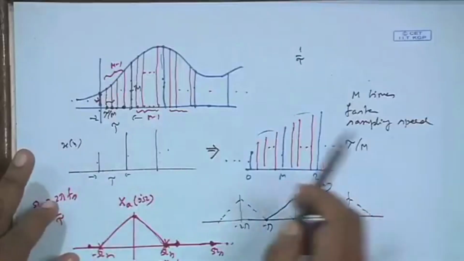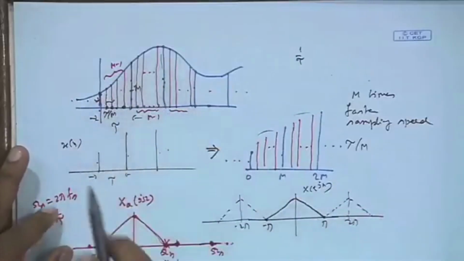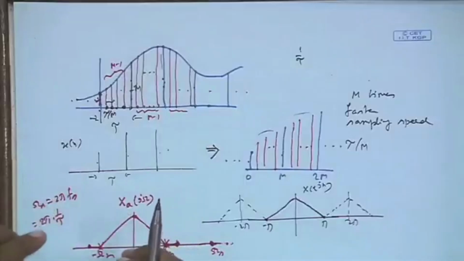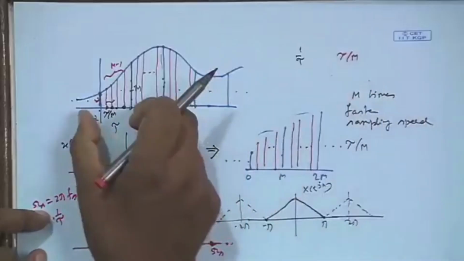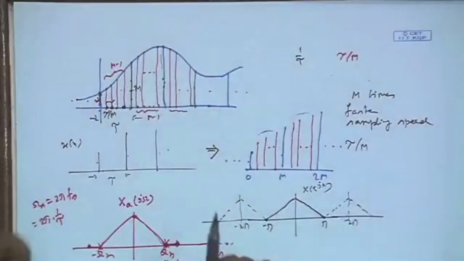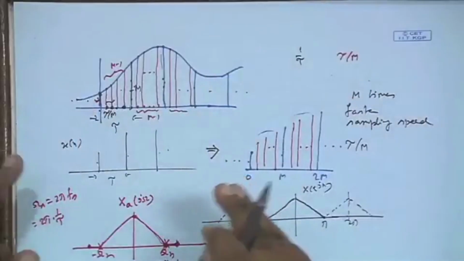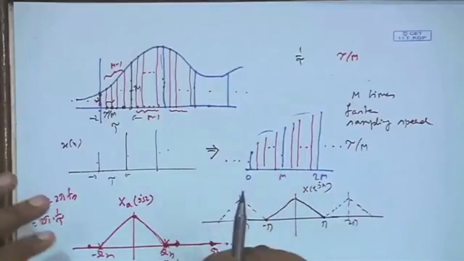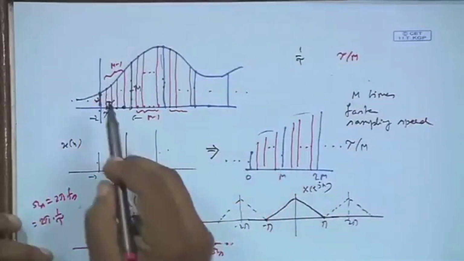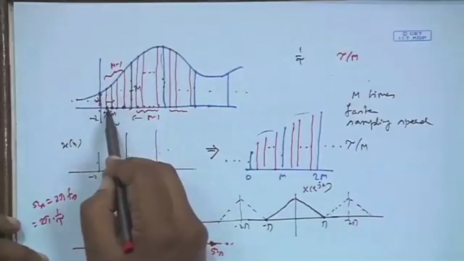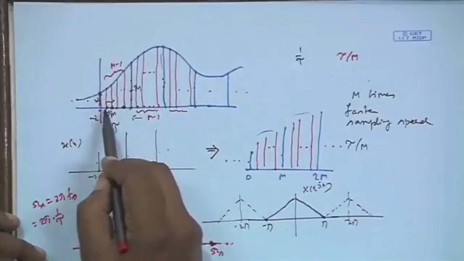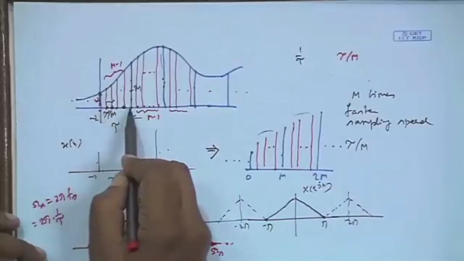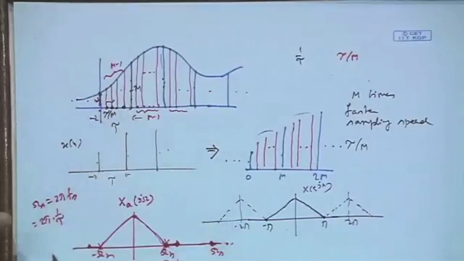But suppose I had sampled the original analog waveform at a faster sampling rate. The sampling period is now tau by m, whereas earlier it was tau. Equivalently, the sampling rate has gone up by m, where m is an integer. That is why between two original samples I now have m minus 1 samples. If this was tau, now it is tau by m, so this becomes the mth sample.